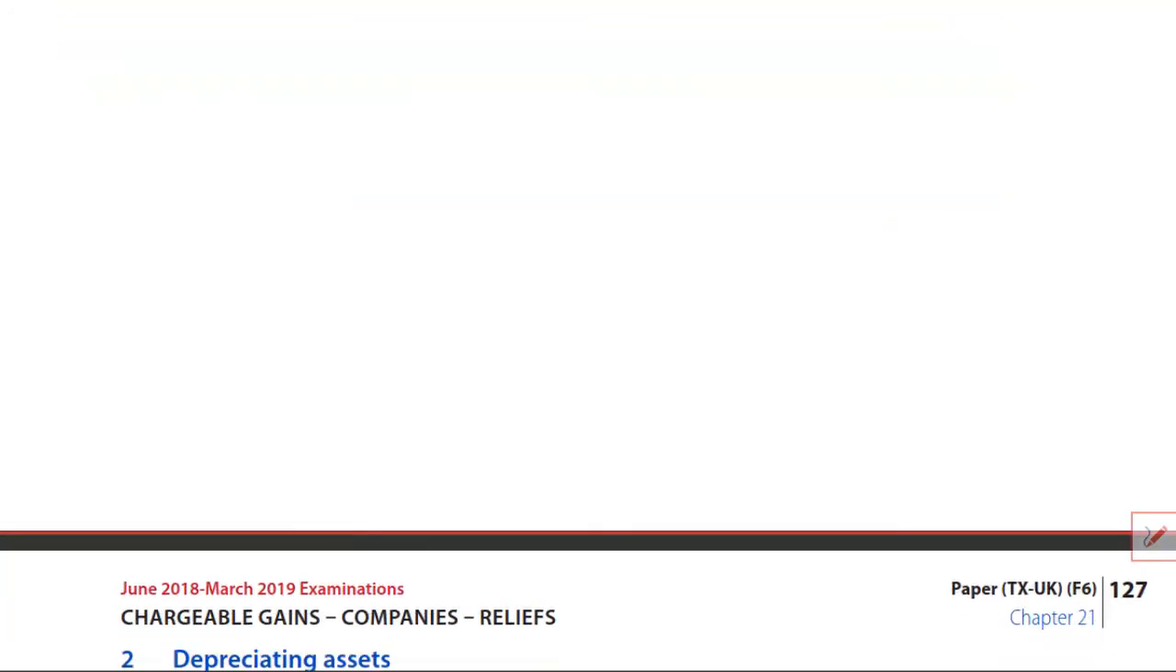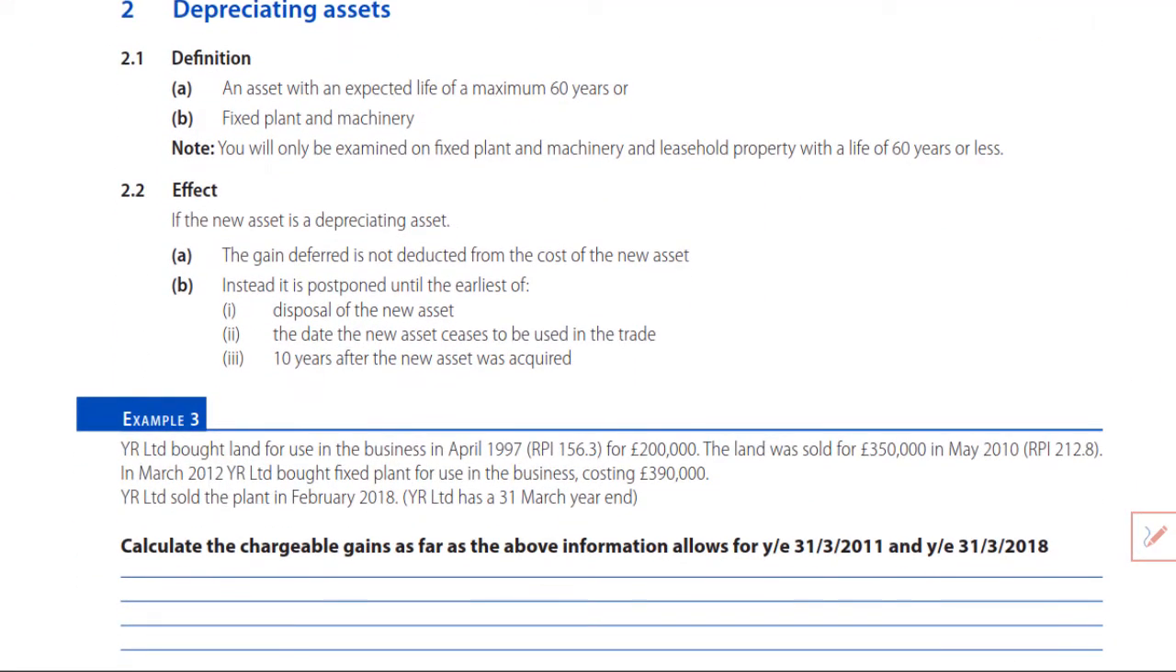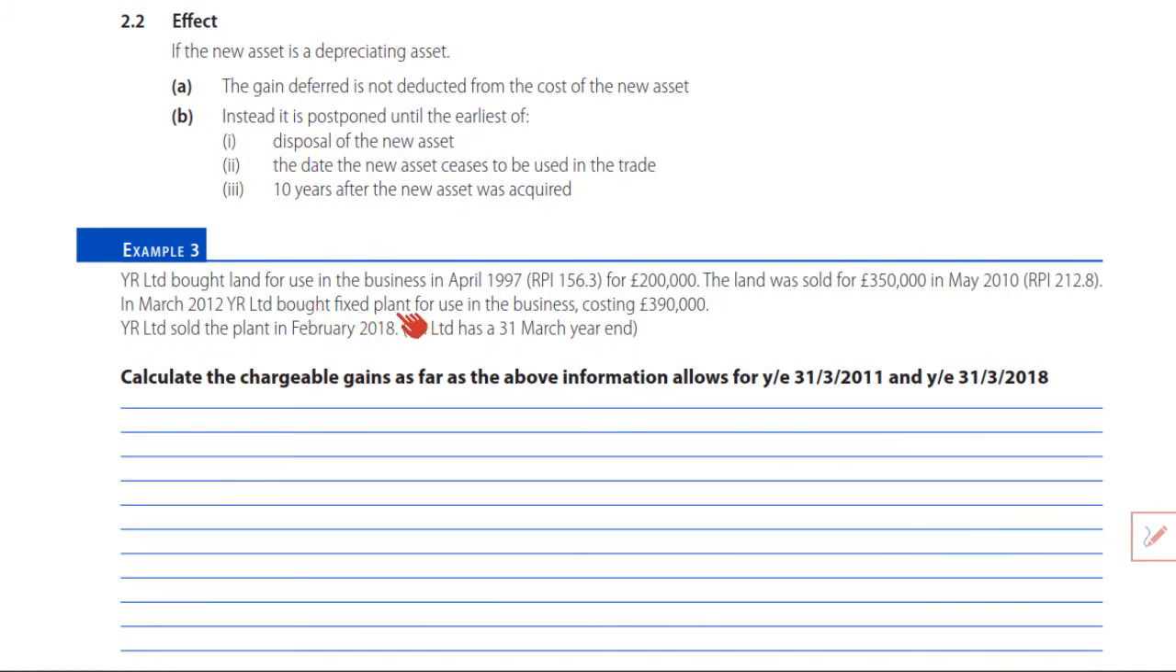On again to, as you can see headed there, depreciating assets. Land was bought for use in the business and sold for 350 in May 2010. In March 2012, fixed plant was bought for use within the business, costing 390,000. Land sold for 350. Fixed plant, a depreciating asset, bought for 390. Full deferral of the gain arising on that sale would be available to you.